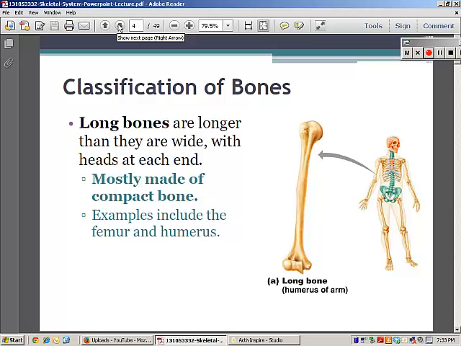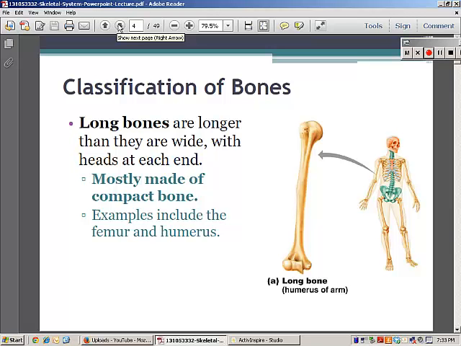So let's talk about the classification of various bone types we might be able to find in our body. The first one, and the one that's probably most common when people think about it, is our long bones. Our long bones are usually longer than they are wide, which is why they're called long bones to begin with. They're mostly made out of compact bone. As you can see, the whole middle region of that bone that is being shown right now, the humerus of the arm, that whole middle region is compact bone tissue. So it's mainly made out of compact bone.